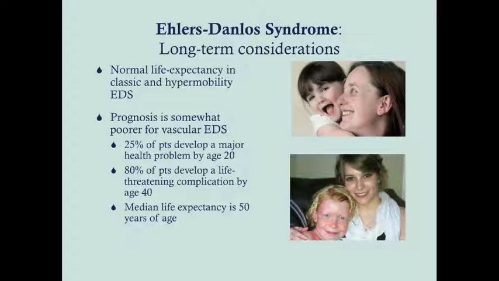Long-term, people with classic and hypermobile EDS typically have a normal life expectancy. They just have increased morbidity with their complications. Prognosis is somewhat poorer for vascular EDS. About 25% of these people will develop a major health problem by age 20. By age 40, 80% will develop a life-threatening complication. A lot of times this is going to be aortic dissection, significant internal bleeding, and the median life expectancy for vascular EDS is shortened. It's about 50 years of age.